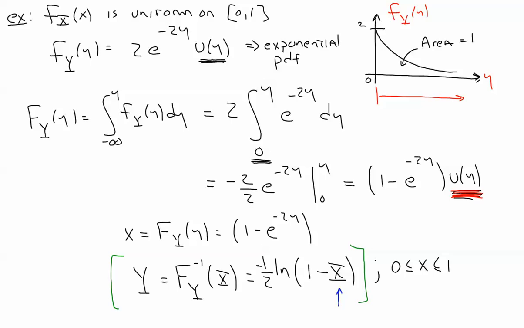So if I calculate a bunch of random values between 0 and 1 for x, and I plug them into this relationship, negative 1/2 times the natural log of 1 minus x, I will end up with data that is distributed exponentially according to that function. Okay?